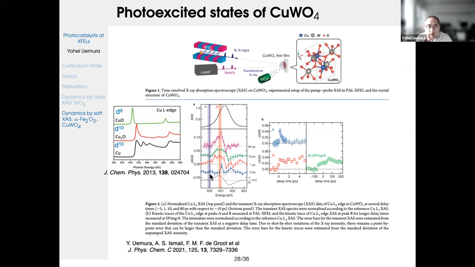Also, another thing is we observed a very small, tiny peak at the peak A position. If we fix the X-ray energy at this position and measure the kinetic traces, we found that a very fast decay process happens at this energy position. However, in the static measurement, there is no resonant absorption, or very small resonant absorption, at this energy position. That is also an interesting point of the copper L-edge.